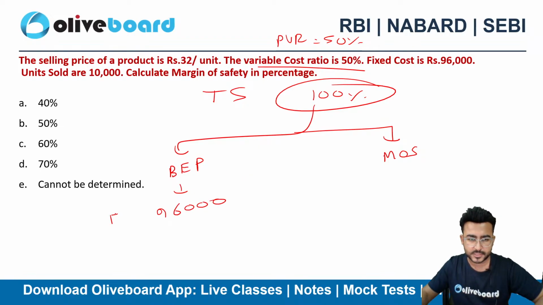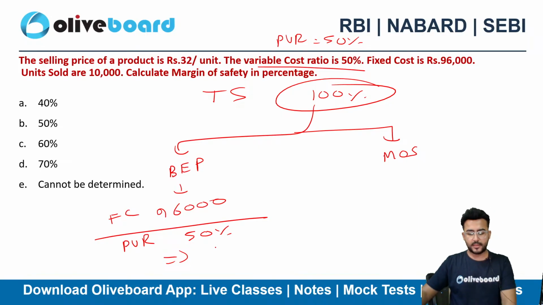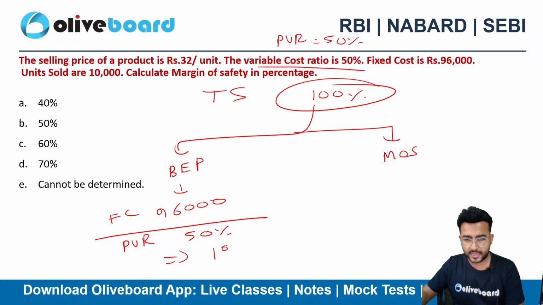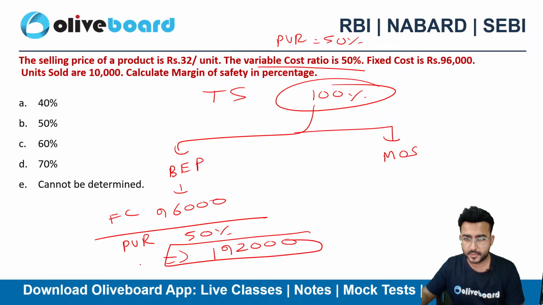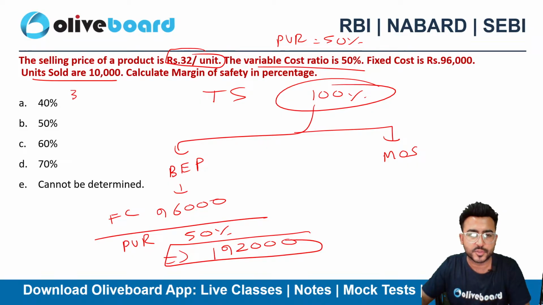96,000, my fixed cost, divided by PVR. What is my PVR here? 50%. So can I say that my BE sales is nothing but 1,92,000. That is my BE sales. Now I already know my total sales. 32 rupees is the per unit price multiplied by 10,000 units. This is my total sales.